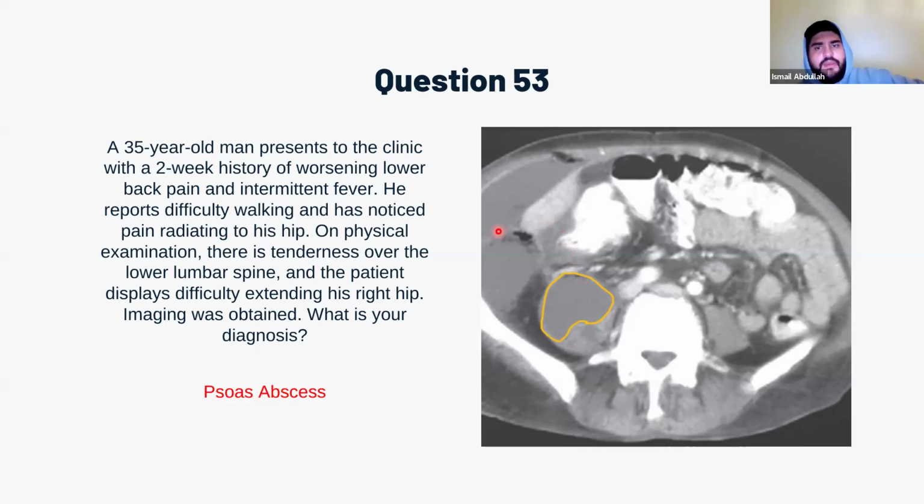You can tell either from the symptoms and the presentation, or from the scan itself. If you compare, this is the kidney, and there's a mass here. This is a psoas muscle, and there's a psoas abscess right here. So you can tell from both the CT and the symptoms. In this scenario, we can tell that the psoas abscess has descended to the hip joint, given that they cannot extend their hip and there's pain.